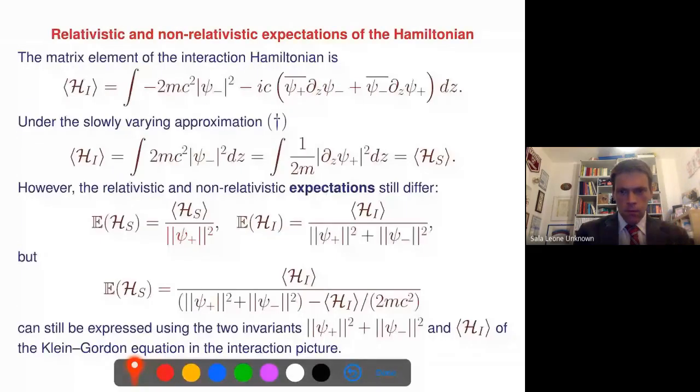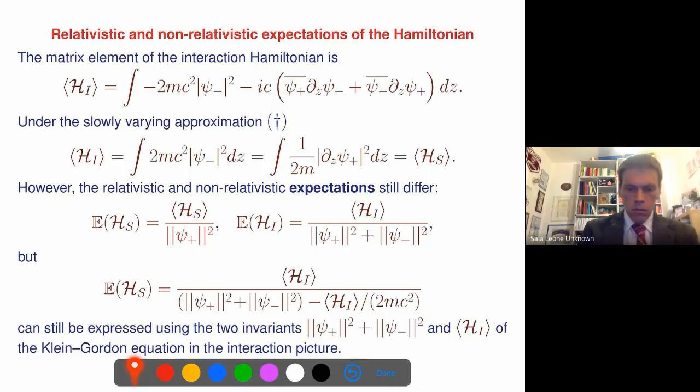A natural thing to ask is that a quantum mechanical system is supposed to preserve an energy, so that's the expectation of a Hamiltonian. I can work out what's called the matrix element, so I put that Hamiltonian between two wave functions and integrate, and I get this horrible long integral. But if I make my slowly varying approximation, I can write it either as mc squared times the psi minus squared, or the spatial derivative of the psi plus squared, which is then exactly the matrix element of the Schrödinger Hamiltonian that I started with.